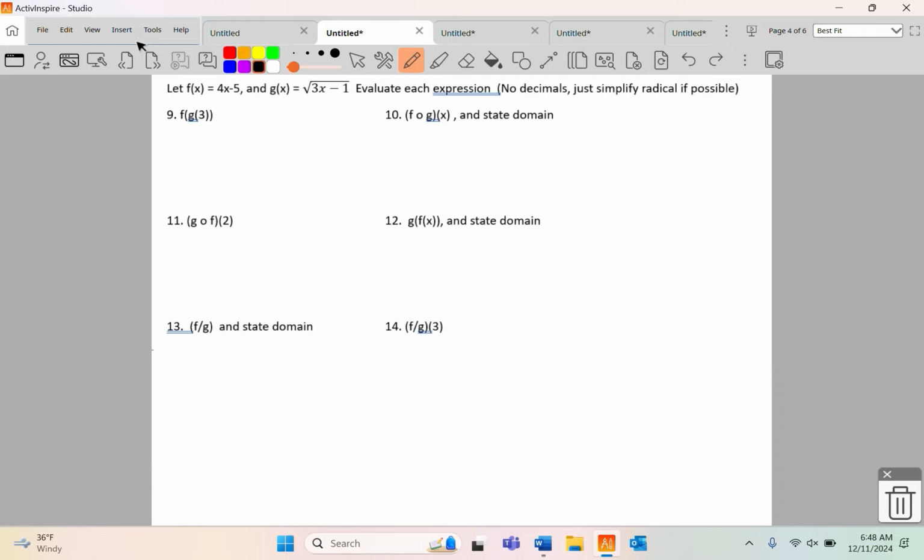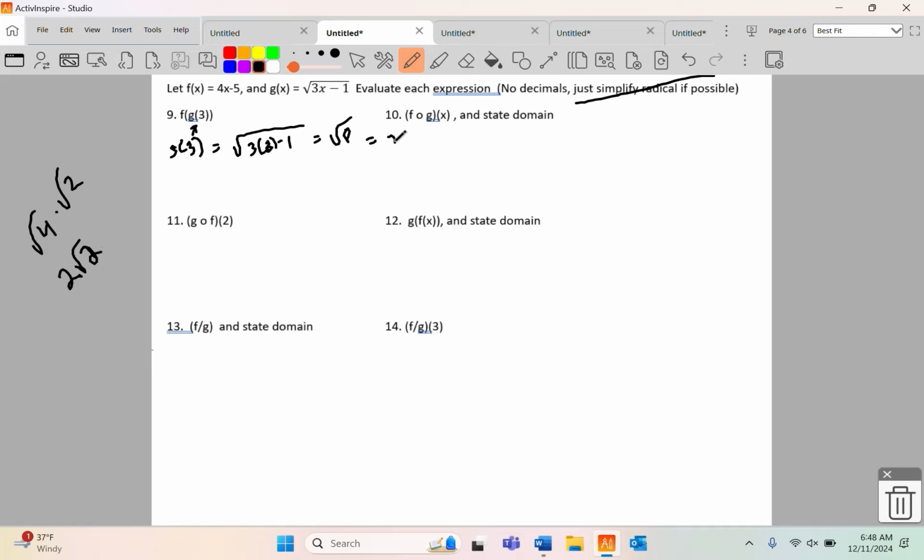All right, so we got the square root function. It says evaluate each expression, no decimals, just simplify the radical if possible. And then we'll see what we can do with it. So you're supposed to find f of g of 3. And g of 3, which is what I'm going to do first, is the root of 3 times 3 minus 1, which is root 8. And it does say simplify the radical if possible, and root 8 simplifies. It's 2 root 2.